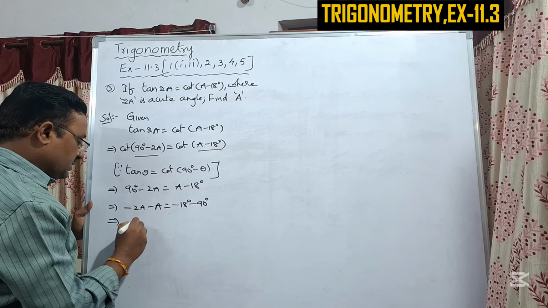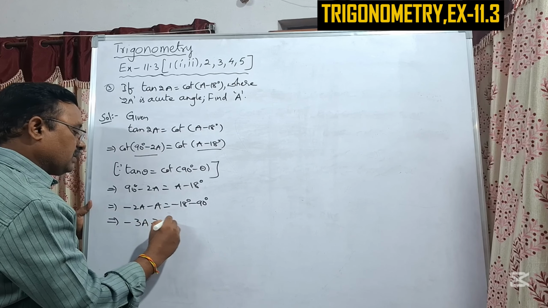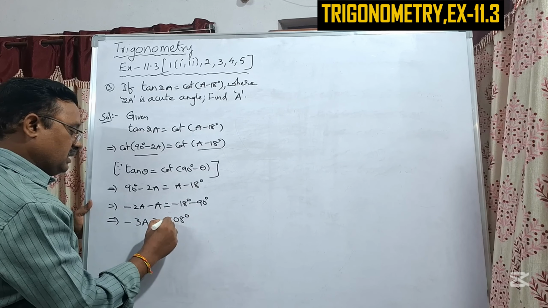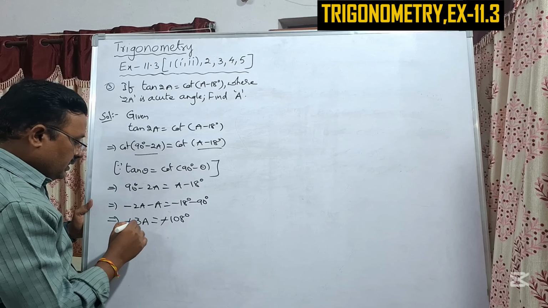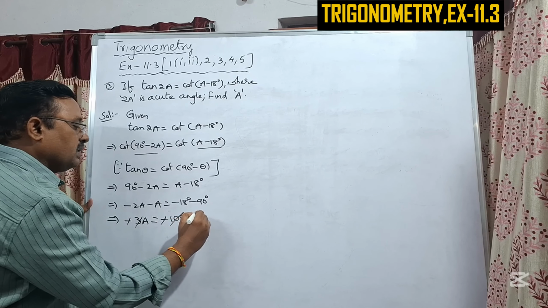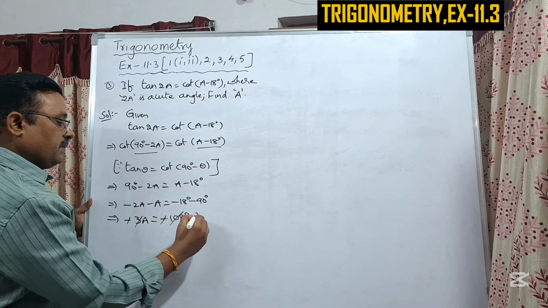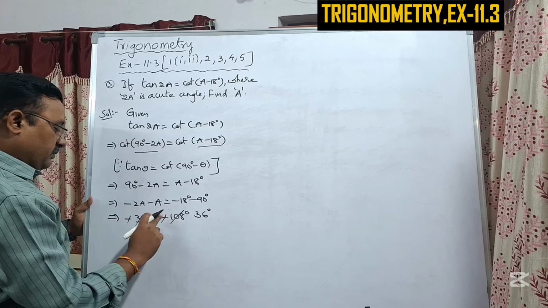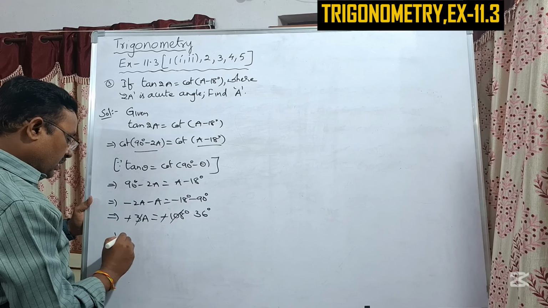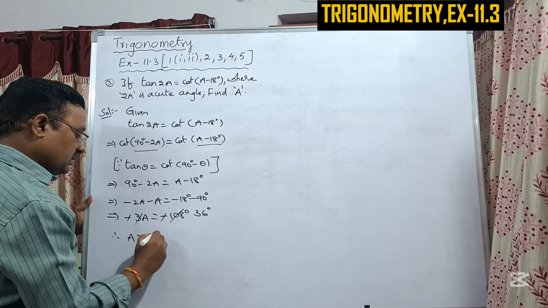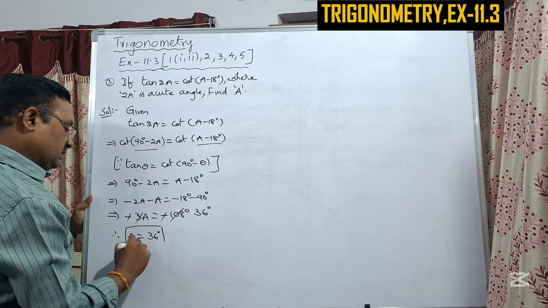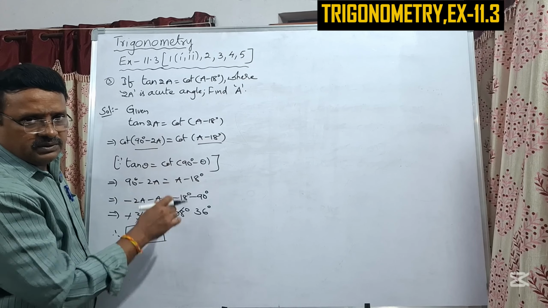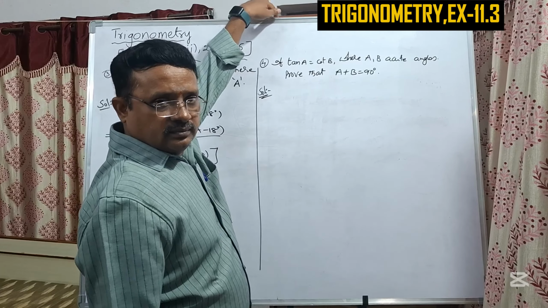Therefore, this implies minus 3A is equal to minus 108 degrees. The minus signs get cancelled, and the 3 table, we get 3 3s are 9 and 18 will remain. 3 6s are 18. So after the 3 table cancellation, we got the A value as 36 degrees. That's it. This is the answer. That much simple.